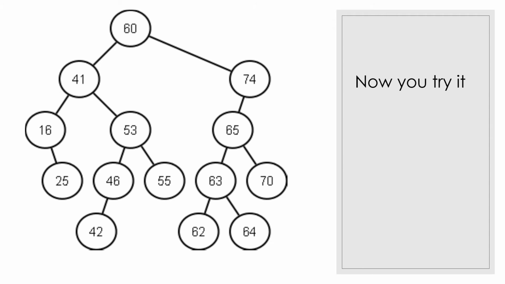Here's another example. You try it. Bit of paper, get a pen, write down the order in which you would visit these nodes if you were completing a breadth first traversal. Stop the video. I'm going to show you the answer in a moment.